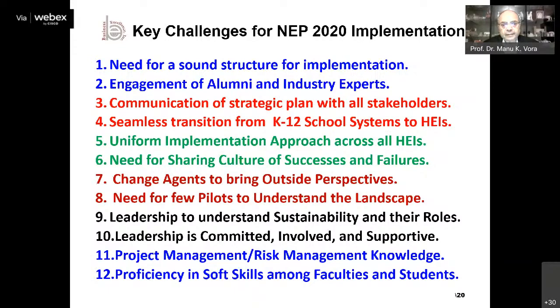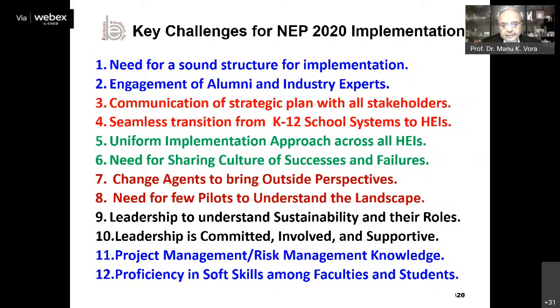Item 3 is the communication of the strategic plan with all stakeholders. What I have been observing is that the person at the highest level, either vice chancellor, or director, or a principal, will generally select the dean R&D to carry out this NEP 2020 implementation. That dean may be either himself or herself, or maybe a few more people. They go out on the sideline, do the work, and there is absolutely no communication of what they have done and what help they need with the rest of the faculties and the staff. So that communication of the strategic plan you have put together for NEP 2020 is extremely important.